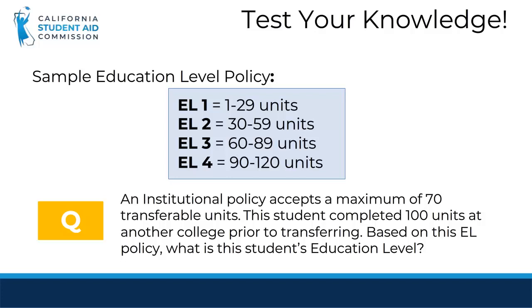Here is a sample EL policy and scenario. An institutional policy accepts a maximum of 70 transferable units. This student completed 100 units at another college prior to transferring. Based on this EL policy, what is the student's education level? The answer for this scenario is education level 3, 60 to 89 semester units, because the school only accepts a maximum of 70 transfer units.